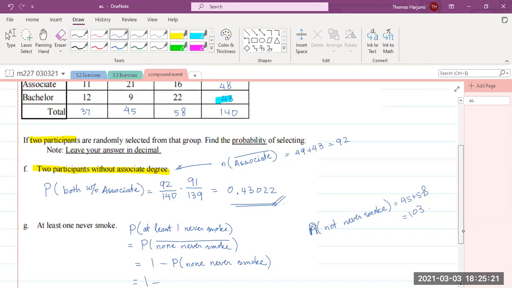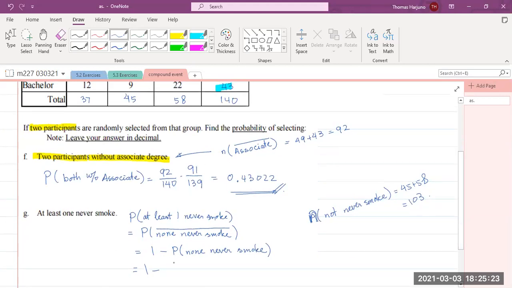Okay, so the probability of getting a person, the first person not never smoke is 103 over 140. The probability that the second person not never smoke is 102 over 139.